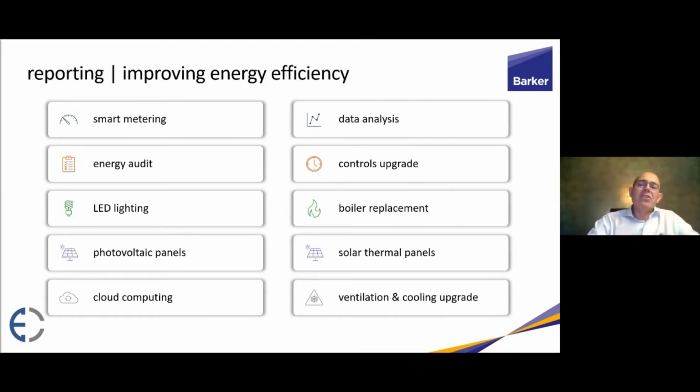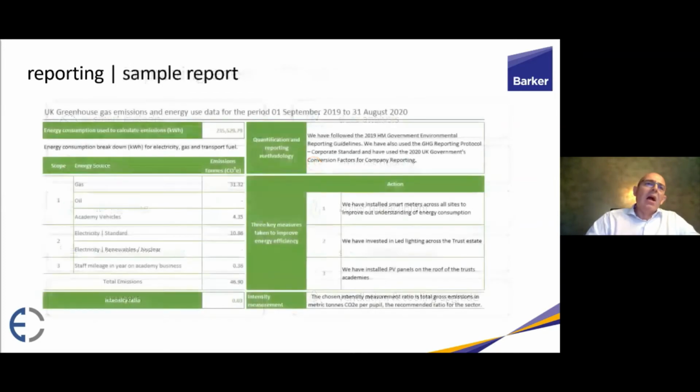There's a whole range of things you can do, but as I say, part of the idea behind this is that this is what it's all about. It isn't about reporting, it's about what you are doing to reduce your carbon footprint to help the government meet their targets. And this is what a sample report would look like. This can be done in landscape and portrait, but we've tried to make this work on the slide.